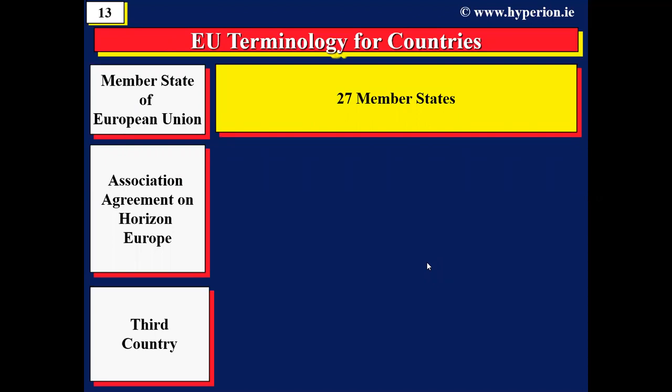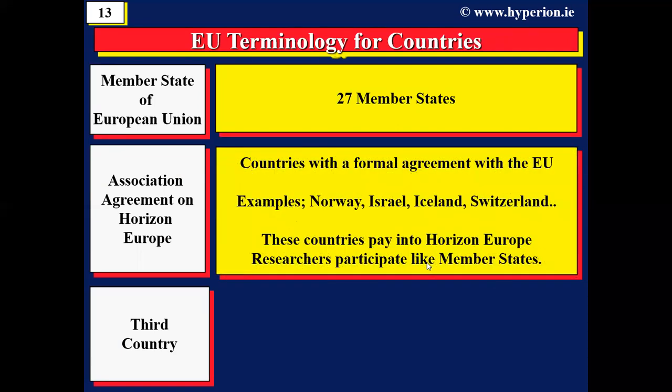A member state is a member of the European Union, and there are 27 members, which I showed in the first module. Now, an associated country is a country that signs an agreement with the European Union. For example, Norway agrees to, say, the research program. They agree to put maybe €2 billion into the program so that Norwegian researchers can participate. The same with Israel, Iceland, Switzerland, and so on. So in other words, these countries, Norway, Israel, Iceland, Switzerland, participate exactly the same as if they were a member of the European Union.